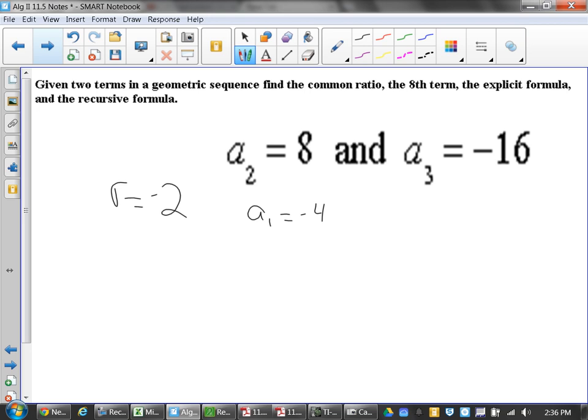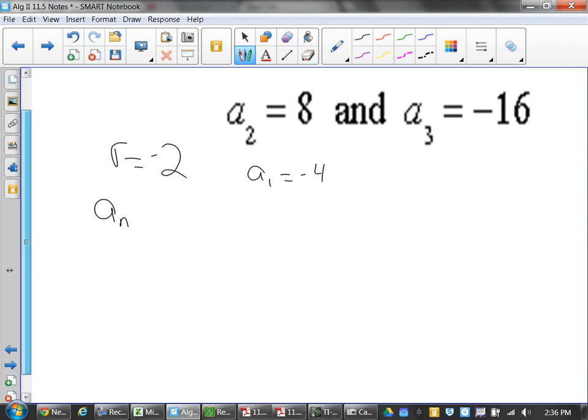Now, if you go to your explicit rule, your nth term is your first term times your r to the n minus 1. So, the nth rule is -4 times -2 to the n minus 1. And recursive is what?